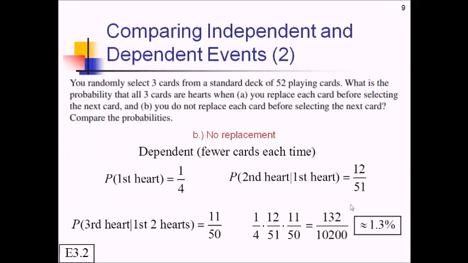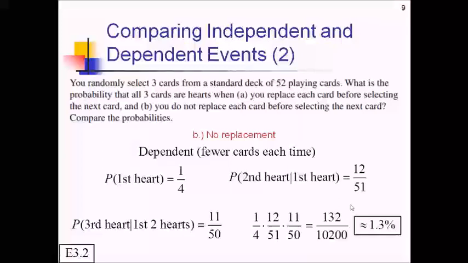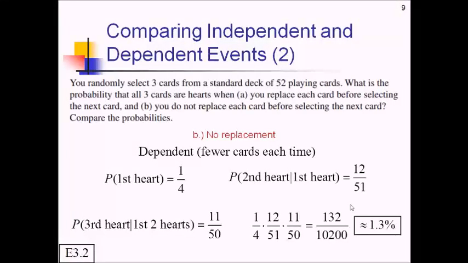Now, you'll remember that our percentage the last time around, or you can sneak a look back here, was 1.6% when we replaced the cards before picking again. If we don't replace the cards, that's down to 1.3%. So without replacement, we have a lower chance of getting our 3 hearts.